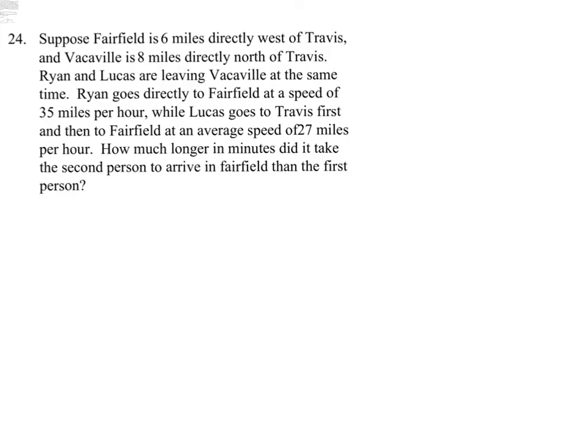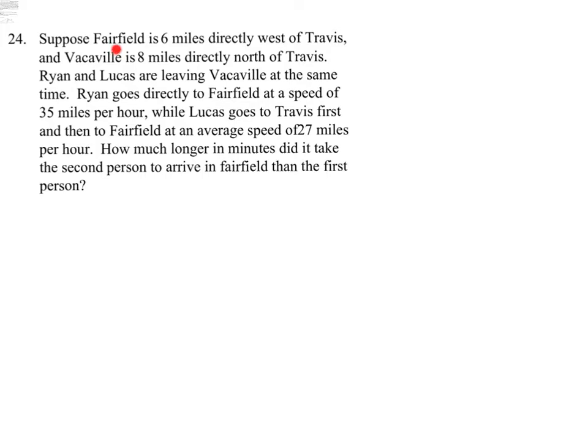Okay, this is the problem where we're traveling from Vacaville to Fairfield. One person's going through Travis and one person's just going straight to Fairfield. The first thing you want to do with this problem is sketch out what's going on here. And they give you some directions so that you understand where everything is.